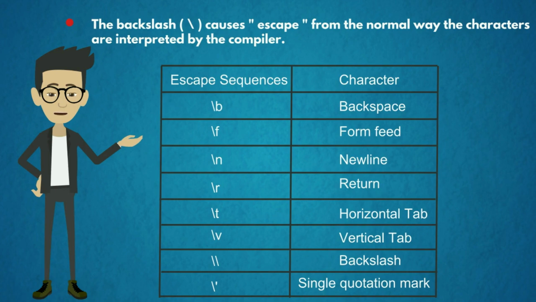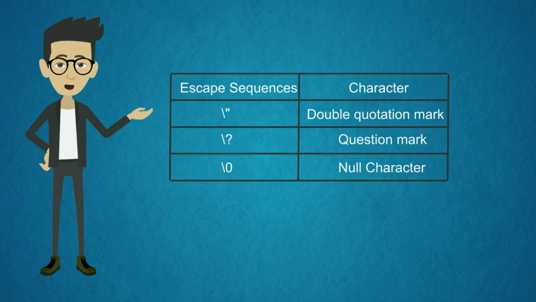Backslash b is used for the backspace. Backslash f is used for the form feed. Backslash n is used for the new line. Backslash r is used for the return. Backslash t is used for the horizontal tab. Backslash v is used for the vertical tab. Double backslash is used for the backslash. Backslash single quote is used for the single quotation mark. Backslash double quote is used for the double quotation mark. Backslash question mark is used for the question mark, and backslash 0 is used for the null character.